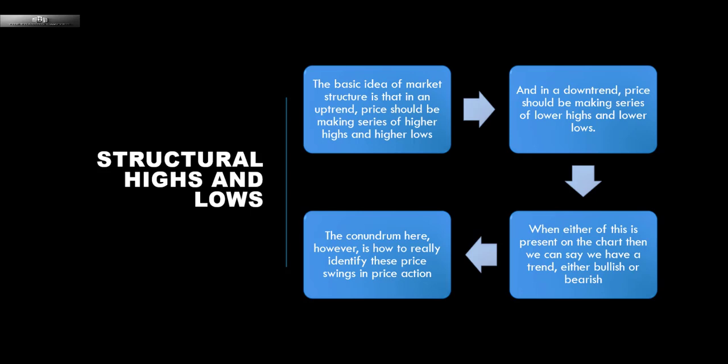And in a downtrend, price should be making a series of lower highs and lower lows. So when either of these is present on the chart, we can see that there is a trend, either bullish or bearish. And that's market structure. There is nothing more than that. That's the basic you need to know. Of course, you can still go forward and go in depth, but basically, if you know this, you are good as it relates to what I'm going to be teaching you about how to trade synthetic indices. But the conundrum here is, how do you actually identify these swing points in price action?